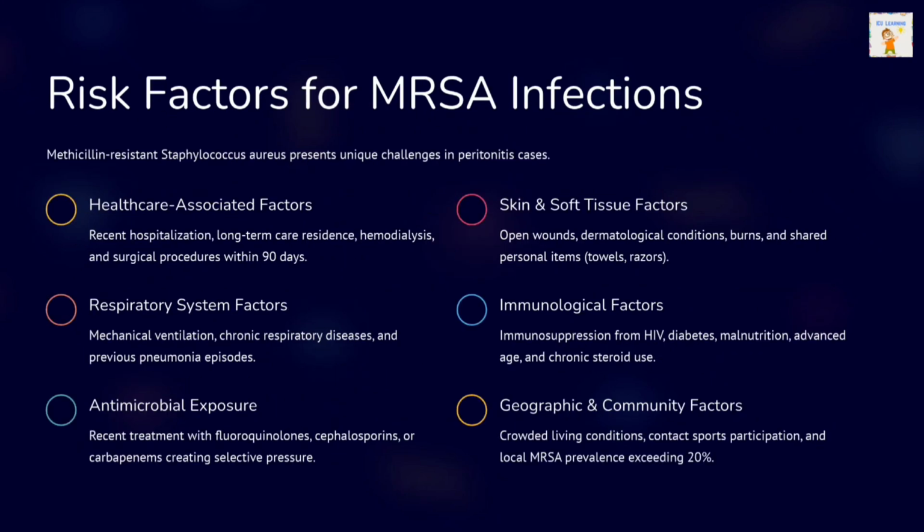Now, also, what are the risk factors for MRSA infections? Healthcare associated factors are going to be the same: recent respiratory system infection, mechanical ventilation, chronic respiratory diseases, recent antimicrobial exposure, as we discussed in the previous slide. Skin and soft tissue factors, including open wounds, dermatological conditions, burns, and shared personal items, and also immunological factors and geographic and community factors.